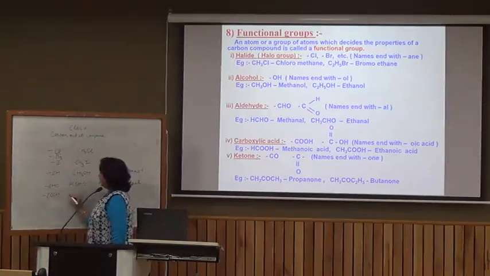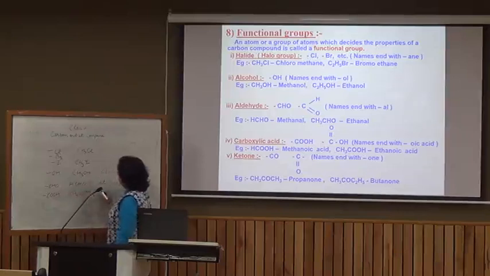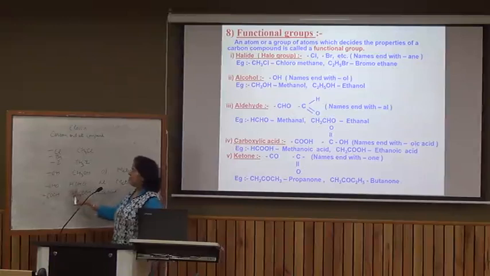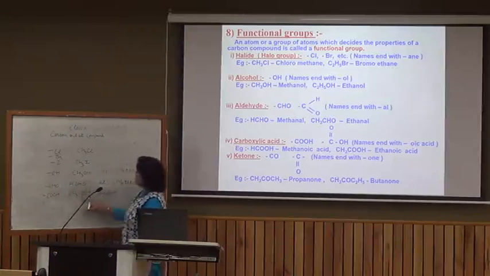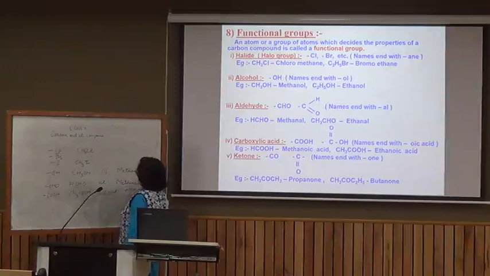If I write CH3COOH, the ending which is used here is oic acid. Again we have to count the number of carbon atoms. We have 2 carbon atoms, so the parent hydrocarbon is ethane, and again we will be removing e and adding oic acid. So the compound becomes ethanoic acid.